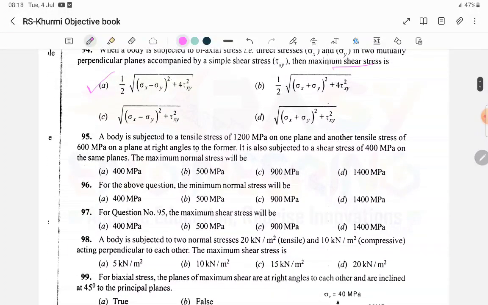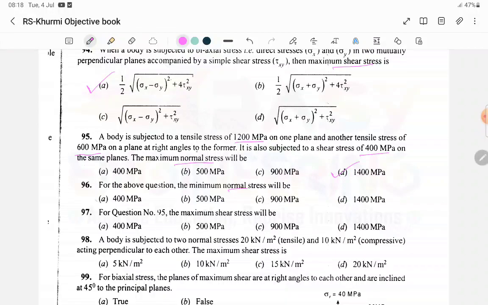Now, first formula you have to substitute for maximum normal stress. Sigma x, sigma y and tau of xy are given. You have to substitute and get the value. So 95 is how much? D, 1400. In the question, minimum normal stress: in place of plus you have to substitute minus and get the answer.